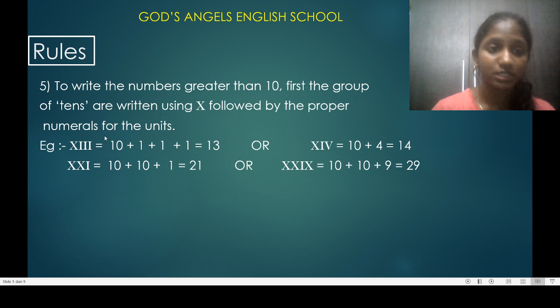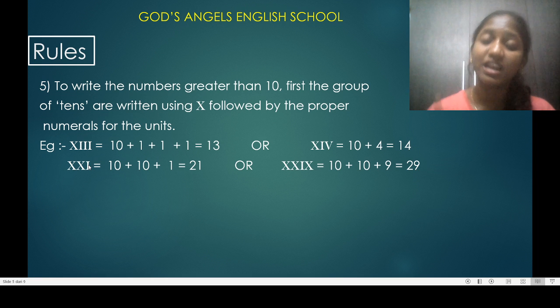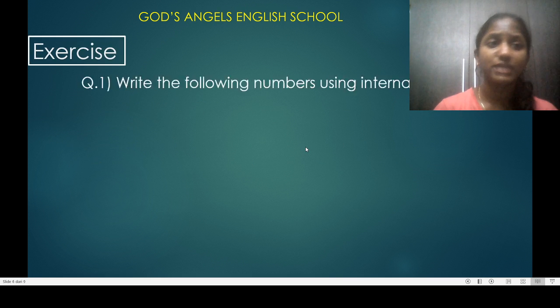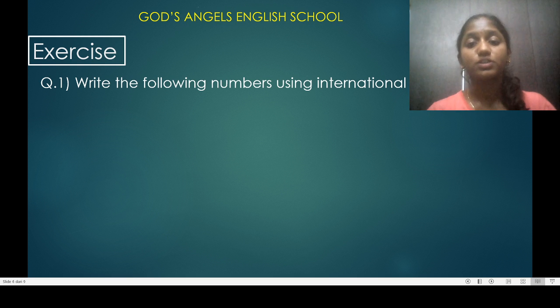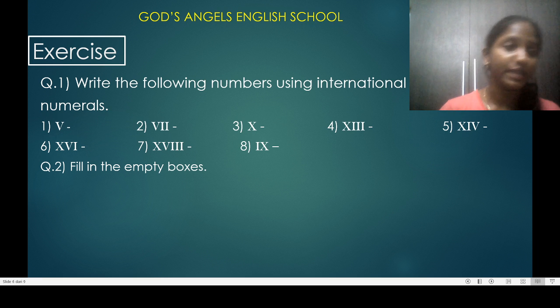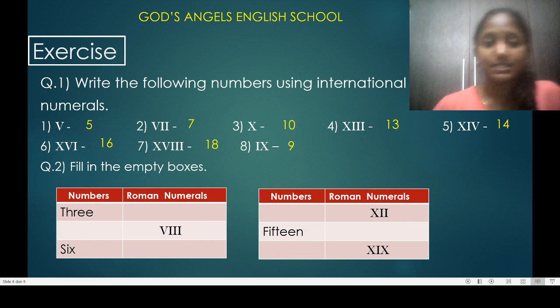In numeric form, how does it go? 10 plus 1 plus 1 plus 1 is equal to 13. So you can see that this 13 and this 13 are similar. This is in numeric form and this is in Roman numerals form. Okay. Now the exercise: write the following numbers using international numerals. International numerals means 1, 2, 3, in our way. This is the number 5. Yes, this is the answer. You have to write in numeral form.